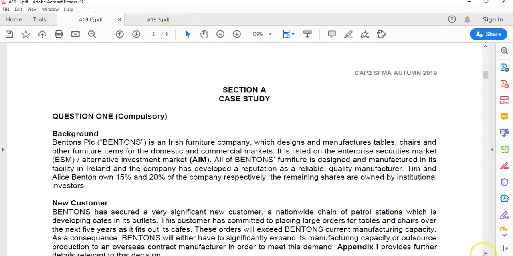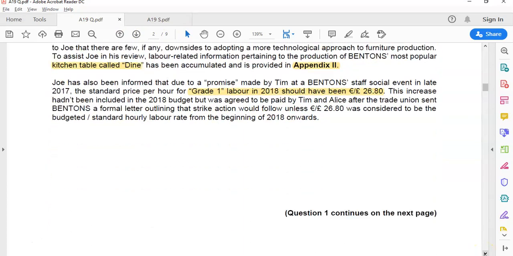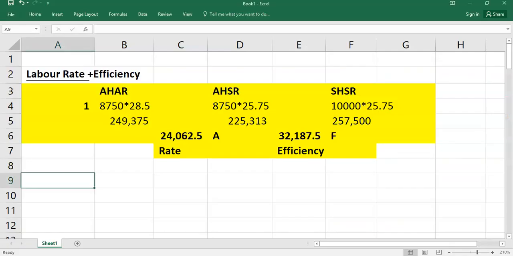So you're going to have to recalculate the variances to calculate planning and operating variances. Now there are 3 steps always in planning and operating. Step 1 is list out the information.